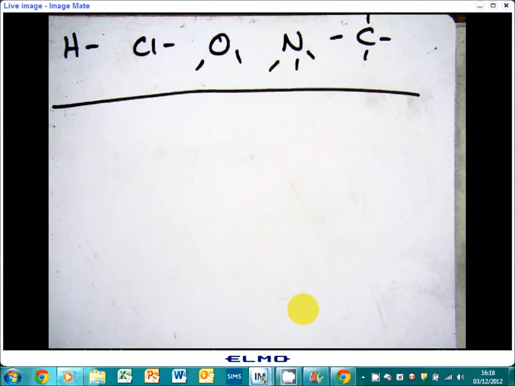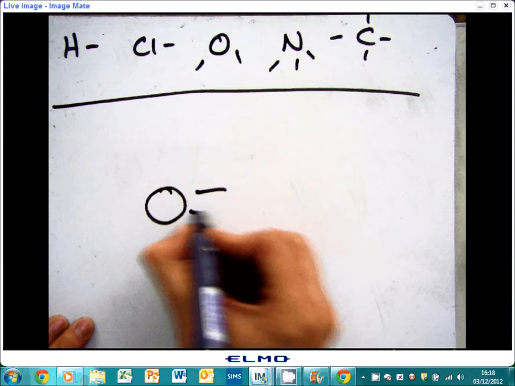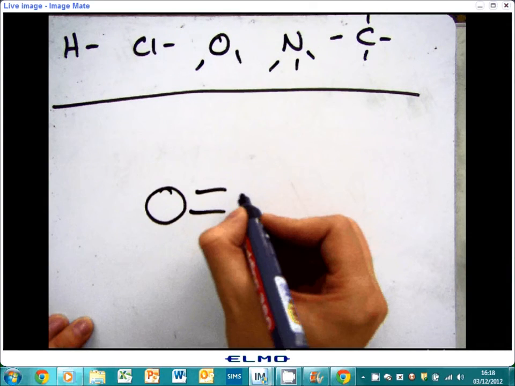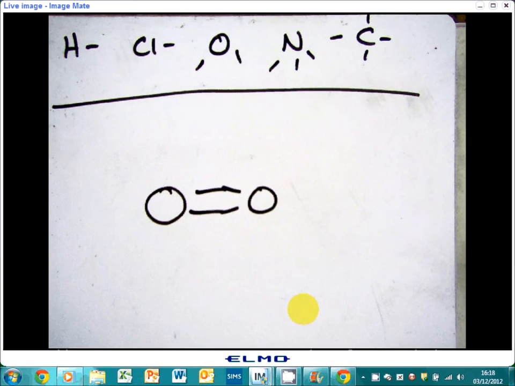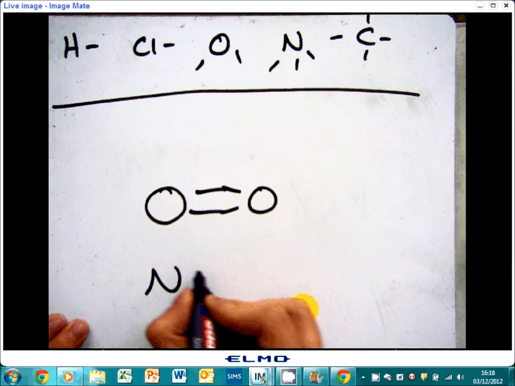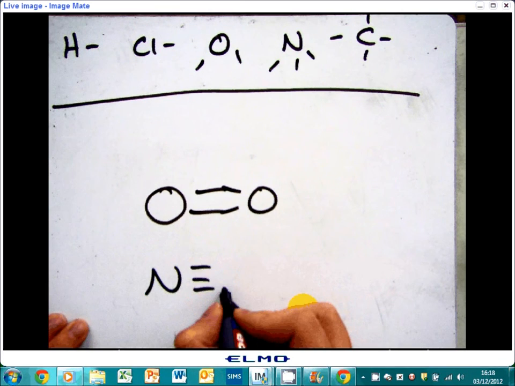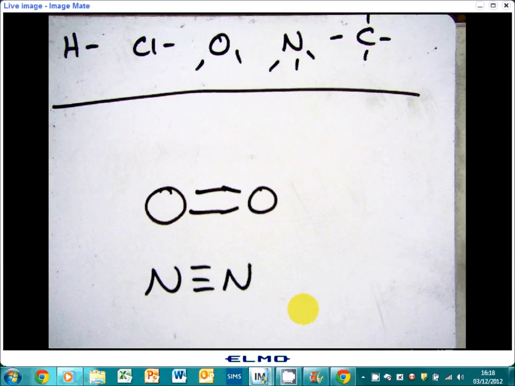A final example, if I wanted to react 2 oxygens together, I know that oxygen can make 2 bonds, so I add in another oxygen and I get a double bond. If I wanted nitrogen, which can make 3 bonds, I add another nitrogen and I get something like that, which is a triple bond.